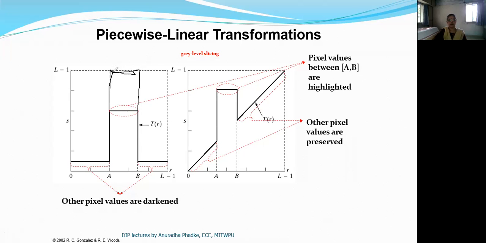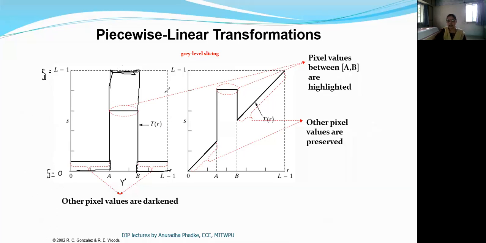So for all the pixel values which are in the range A to B, the output S value is equal to L minus 1, or the brightest value in the image. And if your pixel value R is less than A or greater than B, then the resultant pixel value S is 0 or a dark value as shown here. Okay, S will be 0, so it will become like this.